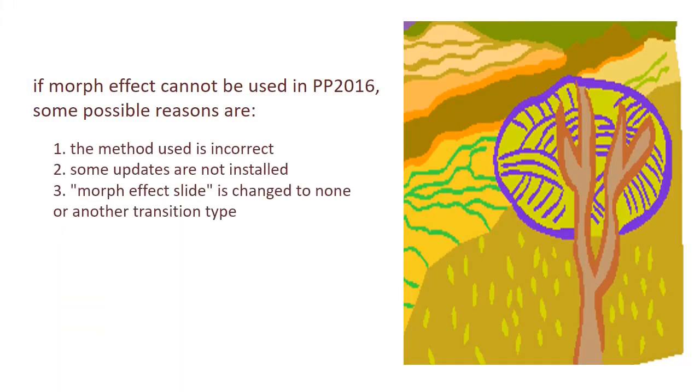In conclusion, if morph effect cannot be used in PP 2016, some possible reasons are: 1. The method used is incorrect. 2. Some updates are not installed. 3. Morph effect slide is changed to none or another transition type. In this video, I have explained how to handle these.